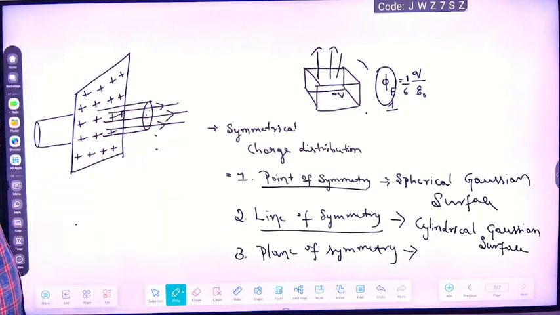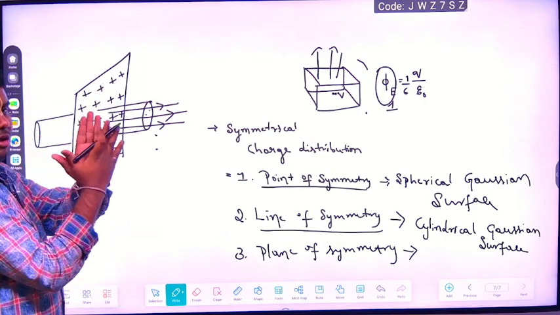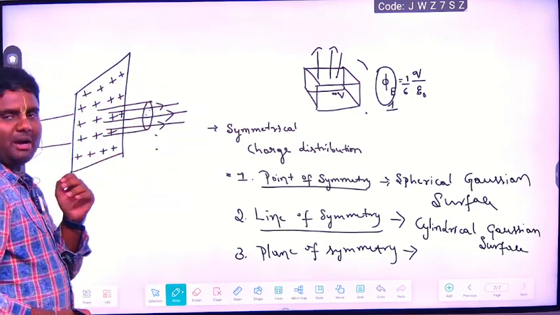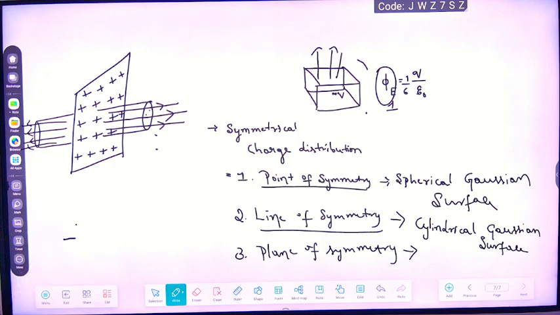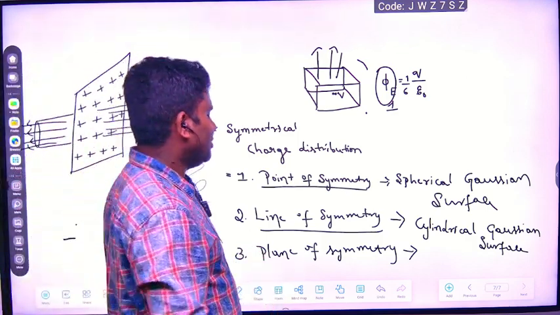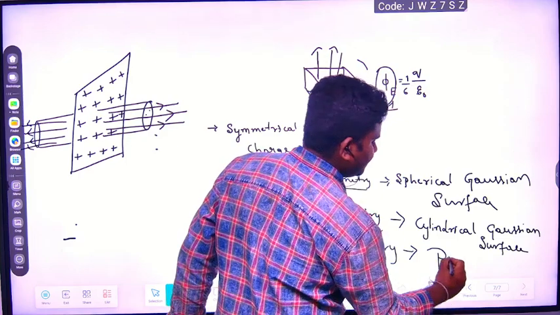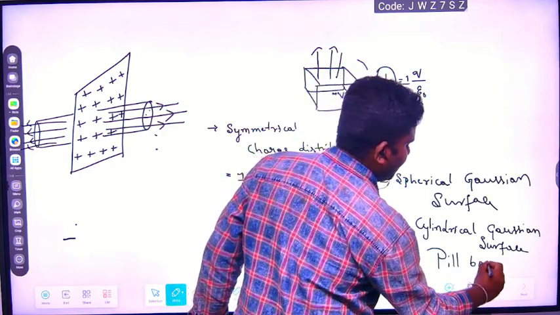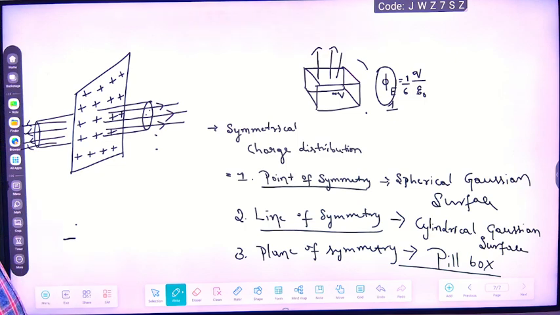Through that point, one face, another face, the back side will be there, no? Because it is a sheet. From the front sheet, these field lines will pass. From the back sheet, these field lines will pass this side. That's why the Gaussian surface we use for a plane of symmetry is the pillbox. So this is a symmetrical charge distribution.